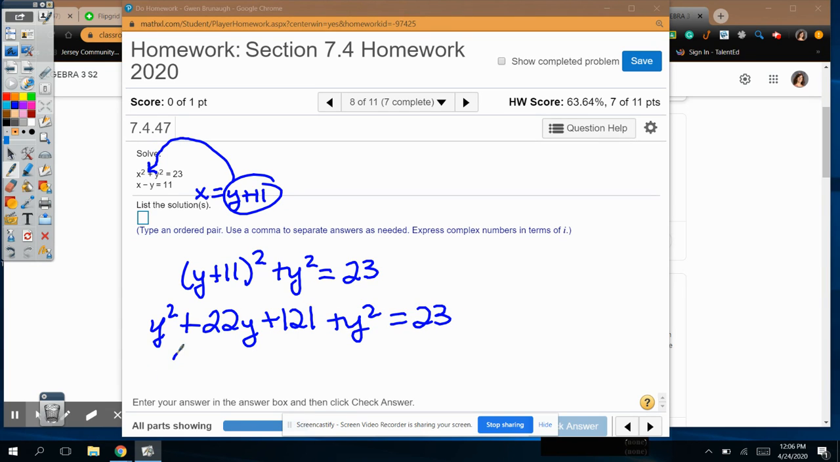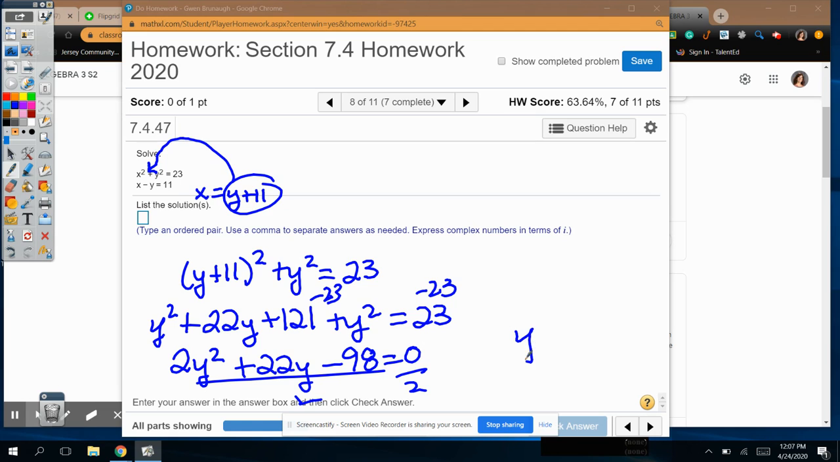I'm going to get 0 on one side and rearrange. 2y squared plus 22y. If I subtract 23 here, I get 98. Can divide everybody by 2. And I get y squared plus 11y minus 49 equals 0. Ew, this does not look good for me. Okay, I don't think this is going to factor. Okay, so we're going to do quadratic formula here.